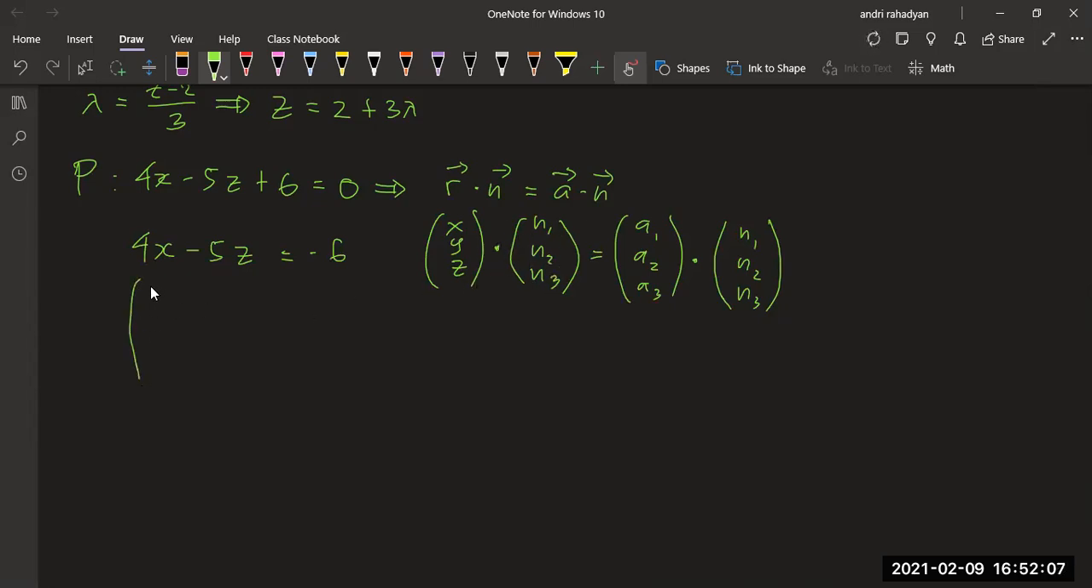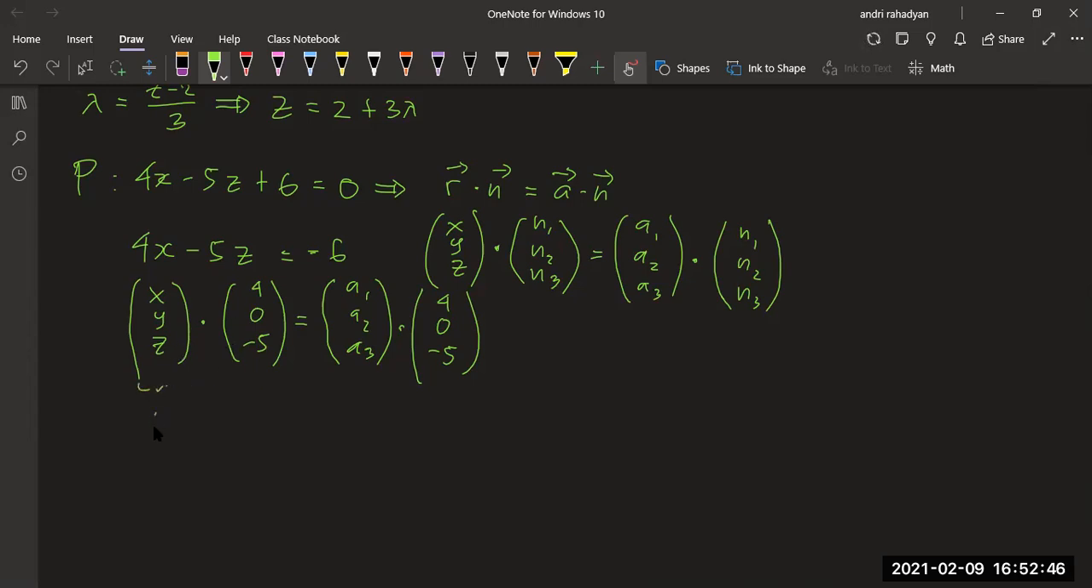So x, y, z dot 4, 0, minus 5 equals a point a1, a2, a3 dot 4, 0, minus 5, so 4a1 minus 5a3 equals minus 6. So we have r, and n is 4, 0, minus 5.